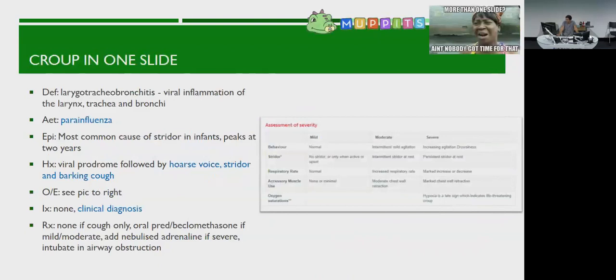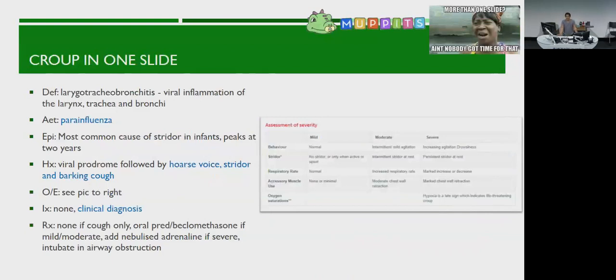So the history in a nutshell, you have that viral prodrome followed by the triad of hoarse voice, which generally corresponds with inflammation of the larynx, stridor, which corresponds to inflammation of the trachea, and the barking cough. People have seen croup in ED, yes? You guys have heard the barking cough. It is very distinctive. I remember the first time I heard croup with my reg, my reg heard the cough, and he was like, yeah, this kid has croup, before we even saw them. I was like, oh, cool, it is a spot diagnosis. And so generally, if it's a clear-cut case of croup, we don't do any investigations.